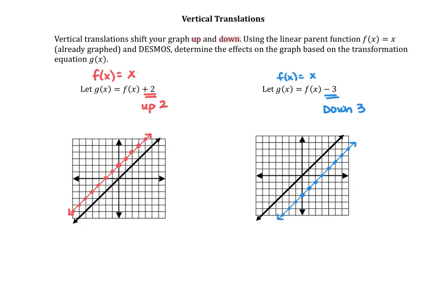So in both of these, my original function is my black line, that's my f of x, and my new function is my colored line, which is my g of x. So ultimately what this means is anytime I see plus a number in the very back of my equation, that's going to be shifting up that many units. And anytime I see minus a number in the very back of my equation, that's going to be shifting down that many units.